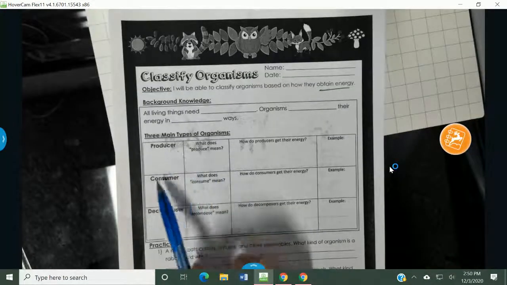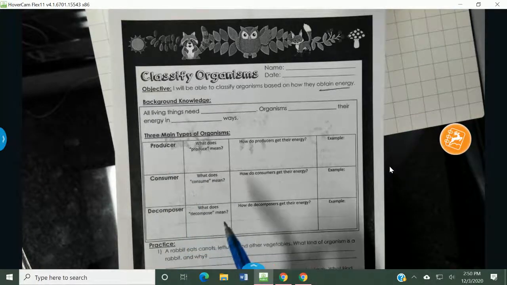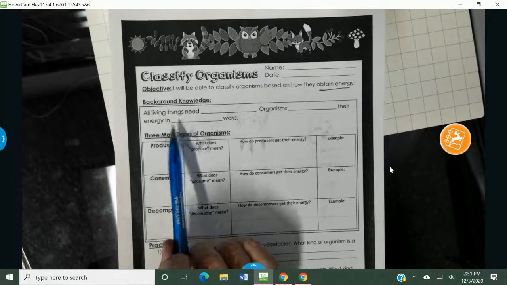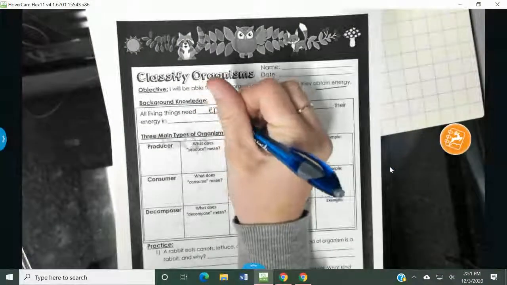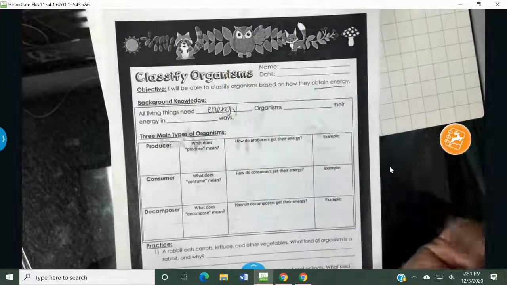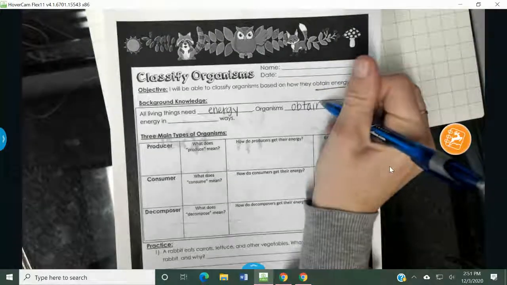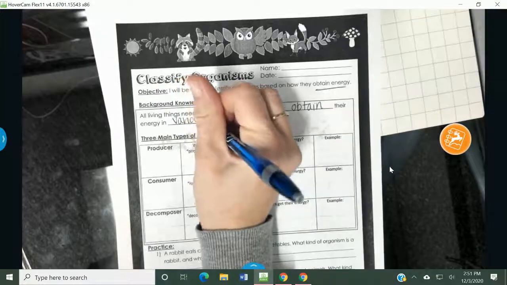We need all of these things in our world, in our environment, in order for everything to work and live together. So let's define all living things. All living things need energy. Organisms obtain their energy in various ways.